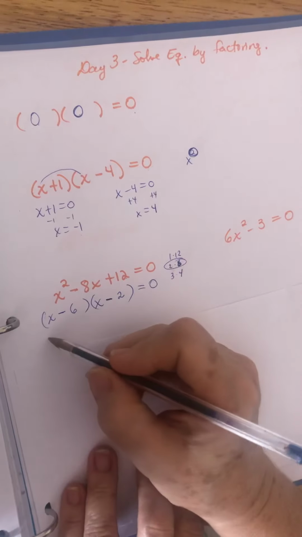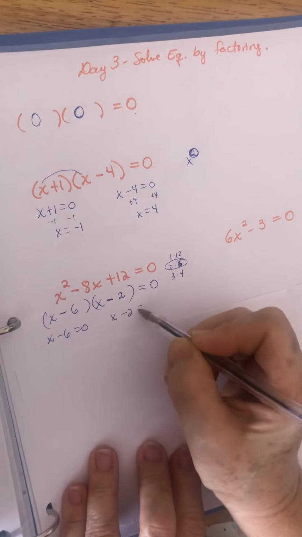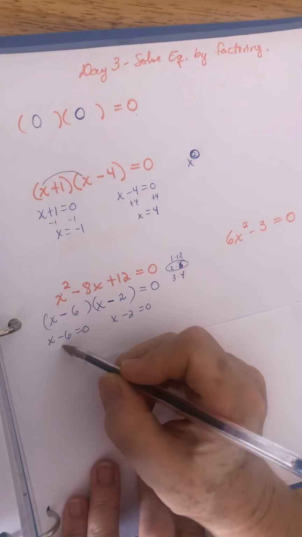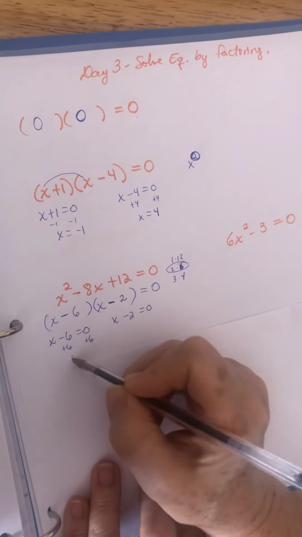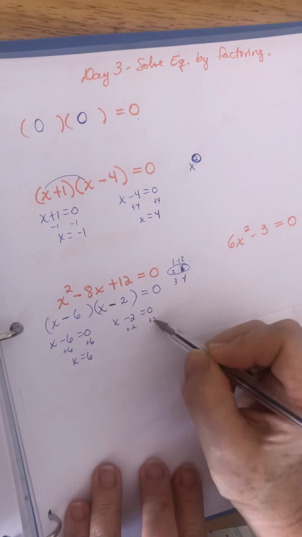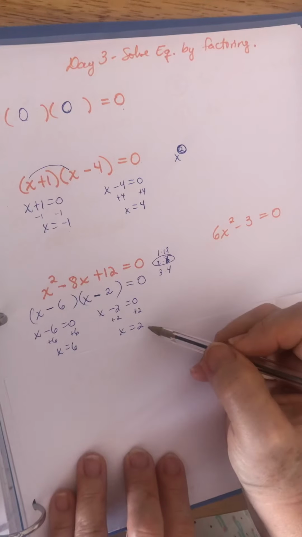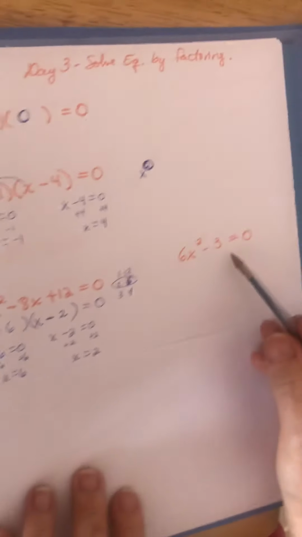So now I can solve. X minus 6 has to be 0, or x minus 2 has to be 0. The inverse operation, what you do to one side, you do to the other. X is 6. The inverse operation, x is 2. So we have two answers, 6 and 2. Let's move over here.